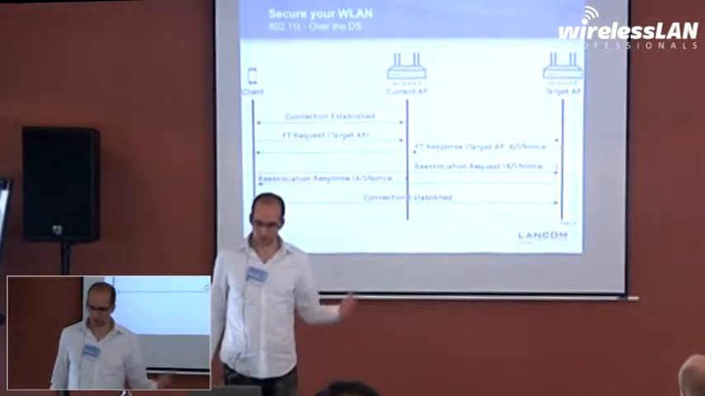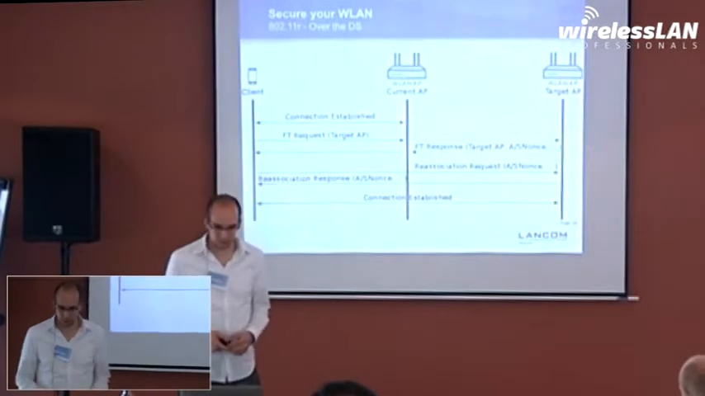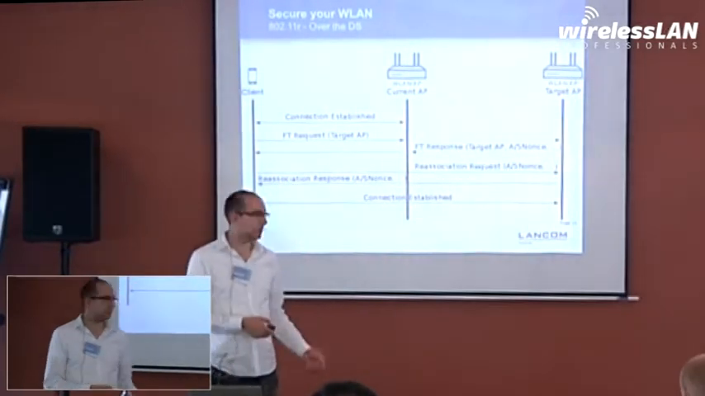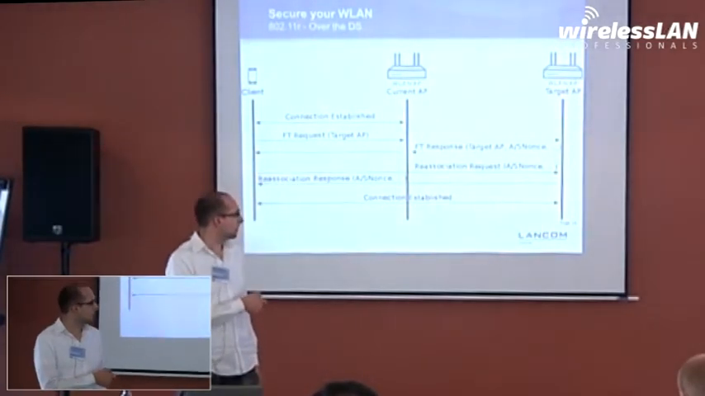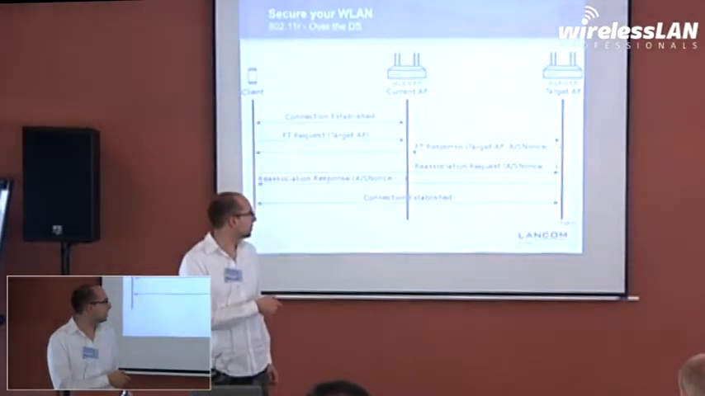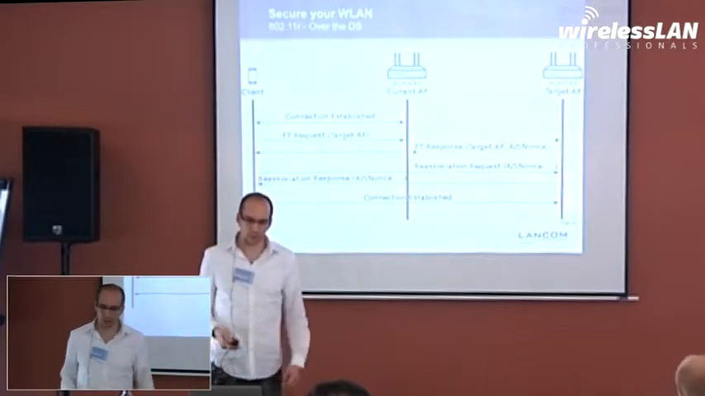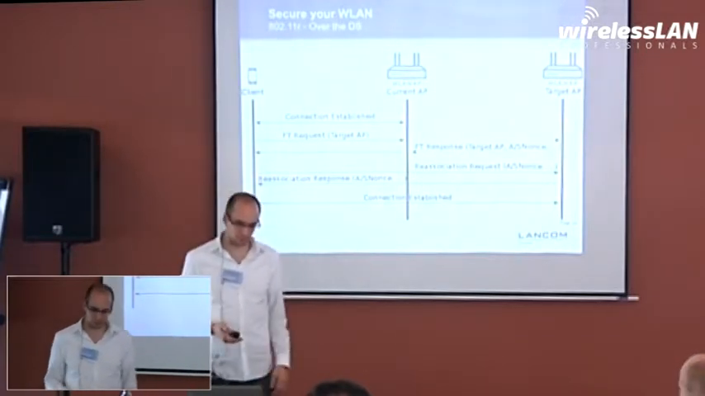And also, as I've mentioned before, there's the possibility of doing fast transition over the distribution system, which basically means that the AP you're currently connected to has to send action frames over the wired network to generate a so-called fast transition response. And here as well, the nonces are already included, so we can skip the 4-way handshake.